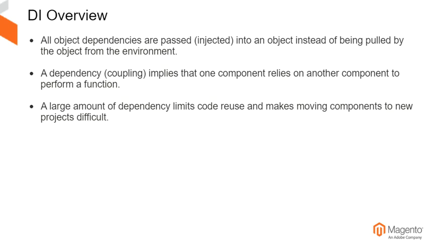Define a preference and it will work globally, which means that every other class that declares an argument with the type Store Manager Interface will receive what you defined as the preference. Or assign a class in your di.xml for this particular object, product, and the preference will not be global, but only apply to product.